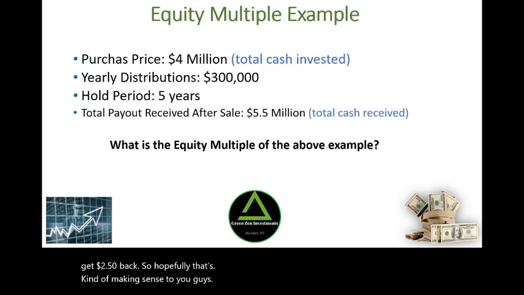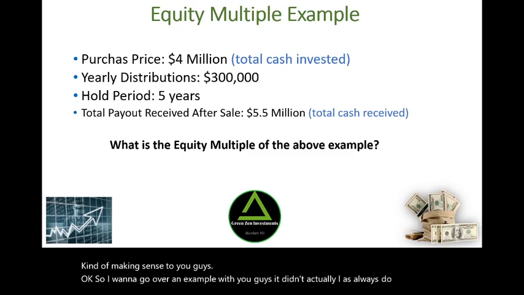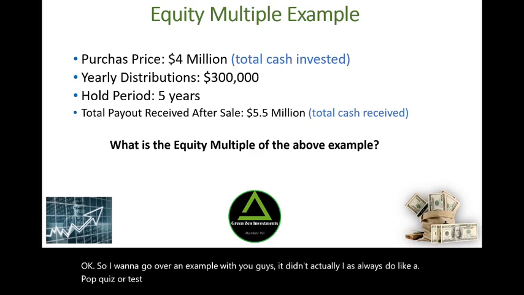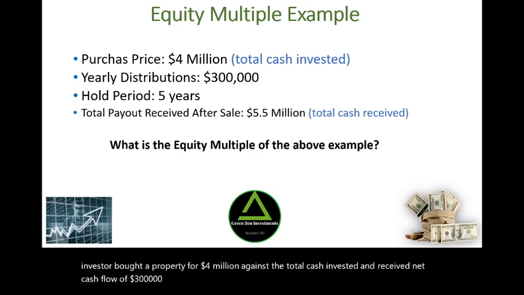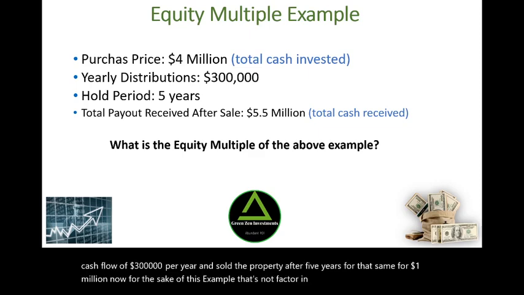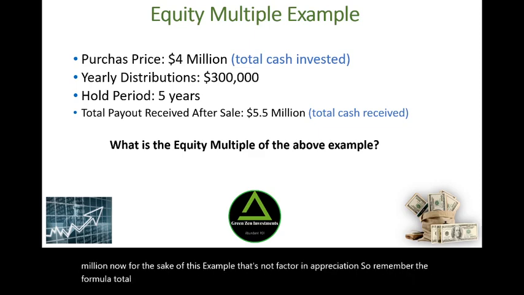Okay, so I want to go over an example with you guys, and then, as always, do a pop quiz or test, so you guys can actually get the hang of this. So look at this example. If an investor bought a property for $4 million, again, that's the total cash invested, and received net cash flow of $300,000 per year, and sold the property after 5 years for that same $4 million. Now, for the sake of this example, let's not factor in appreciation. So remember the formula: total cash received divided by total cash invested.